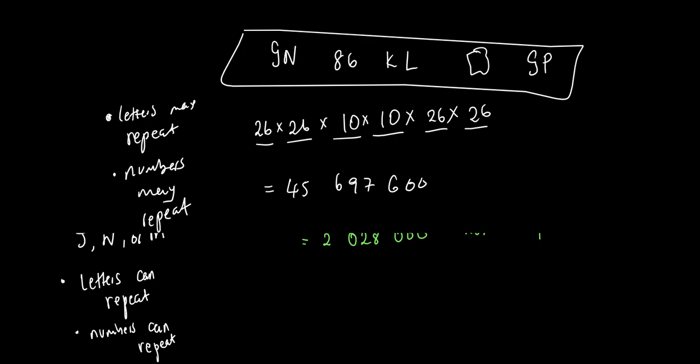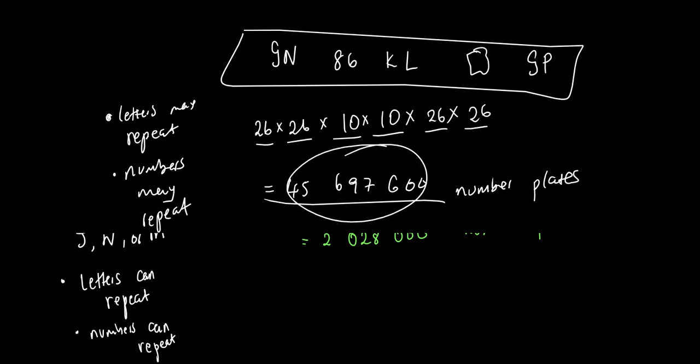45,697,600. Right, those are the number of number plates that I can have if I use that system. Now obviously this number is going to reduce if you start to apply restrictions. I've seen that in Gauteng most of them start with K, some start with M or N, you understand? So those restrictions can bring this number down, but I hope guys we understand how we do this thing.